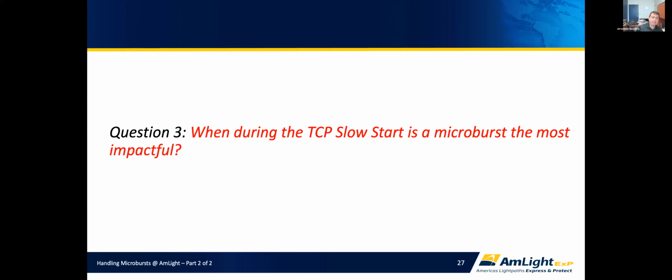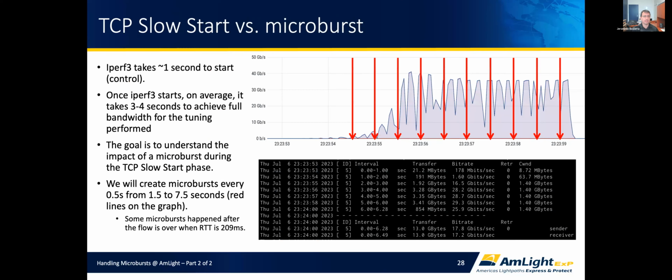So this question is new, right? When doing the TCP slow start, is a microburst the most impactful? Because those tests that I previously showed you were just done at the same time. I decided to do it in the middle of the data transfer. But what if I did this at the beginning of the data transfer or at the end of the data transfer? So let's see this here.